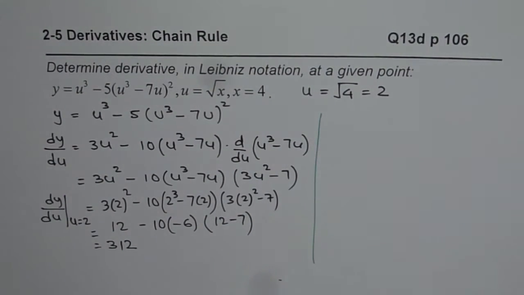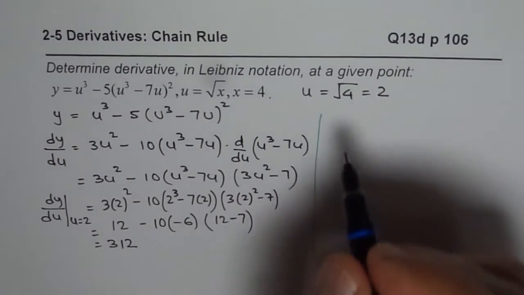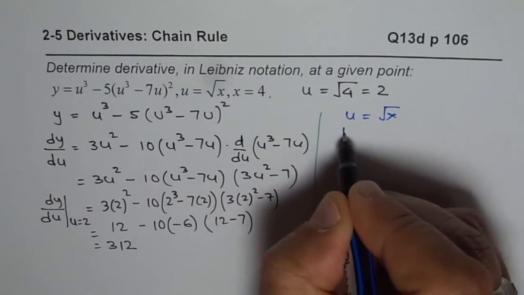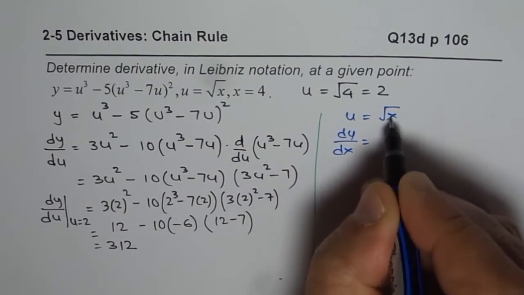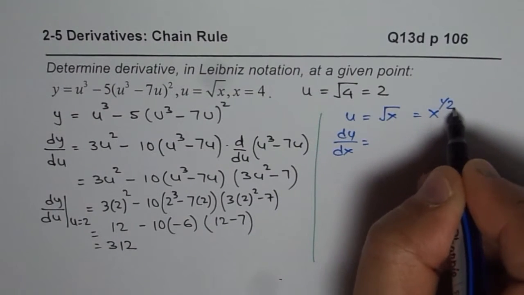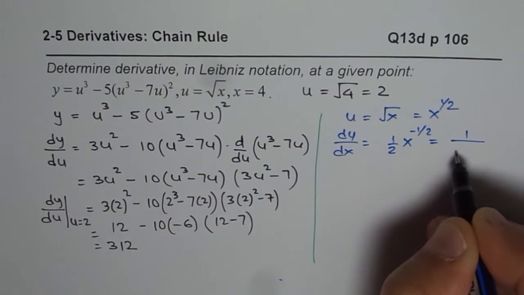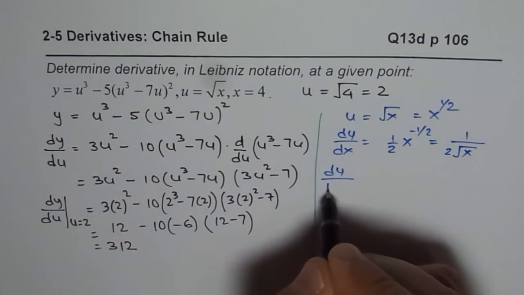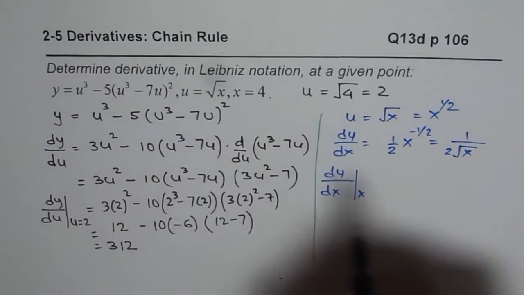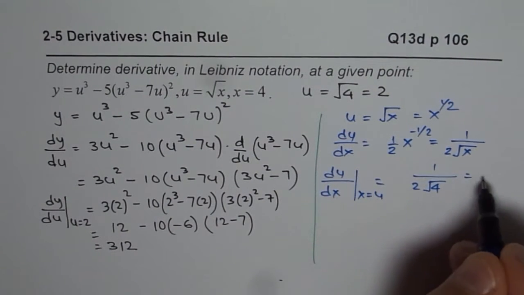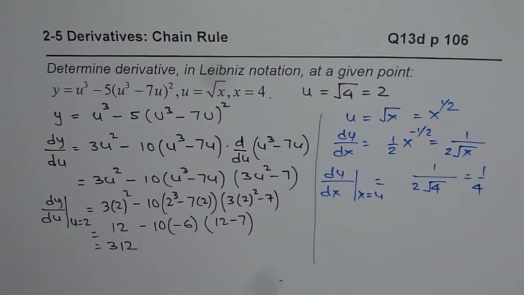Now let us find the derivative of u with respect to x. So u is given to us as the square root of x. du/dx is half of this. You could write this as x to the power of half, so half of x to the power of minus half, which is 1 over 2 square root of x. Now what is du/dx at x equals 4, the point given to us? So we substitute 4 here, so we have 1 over 2 times the square root of 4, which is 2, so 2 times 2 is 4, so we get 1 over 4, right?